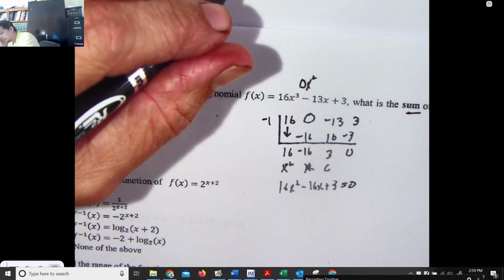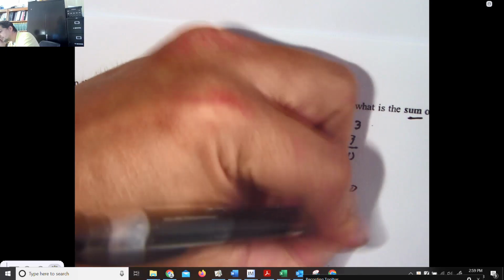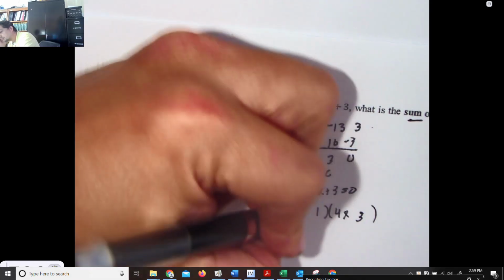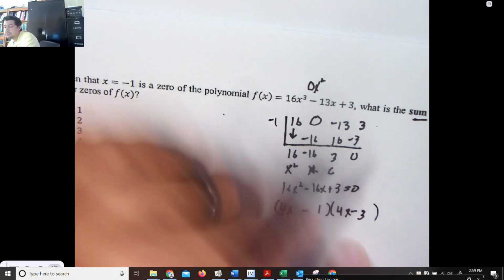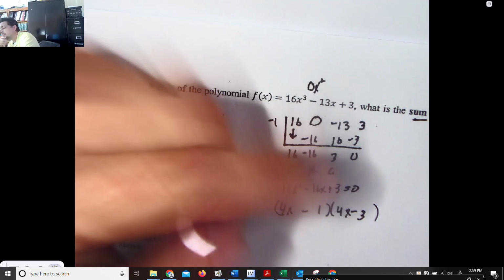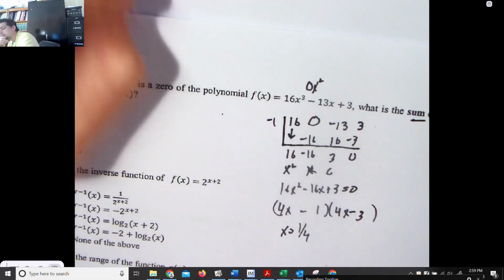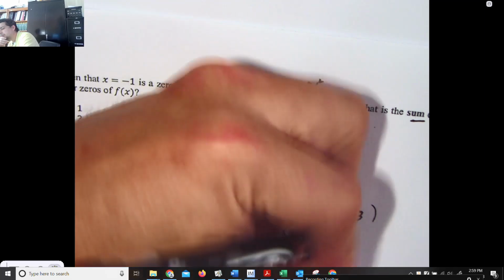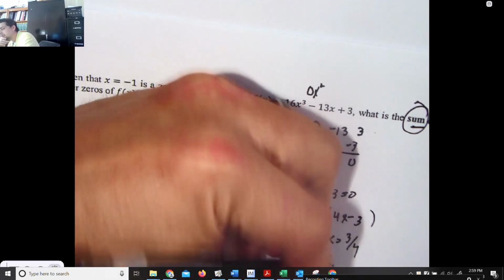I'm just seeing if this thing factors, and it does. That's how it factors. Outside's minus 12, inside's minus 4. It's minus 16. If we solve, we get 1/4 and 3/4. And they want the sum. 1/4 plus 3/4 is 1.